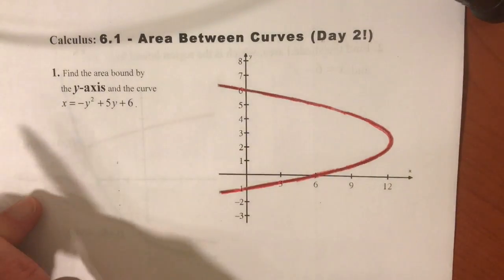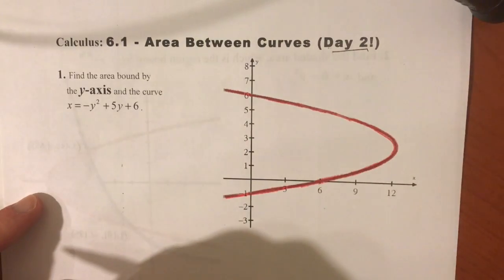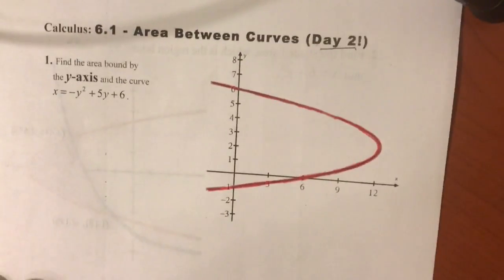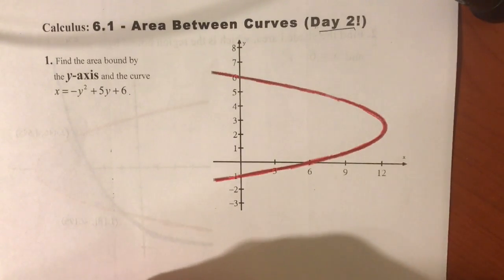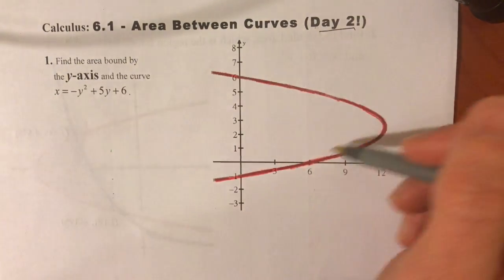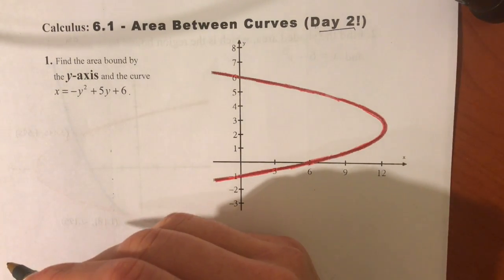So today we're going to talk about area between two curves again, but day 2, taking it up a notch. The first question says, find the area between the y-axis and this curve, which is a sideways parabola, x equals negative y squared plus 5y plus 6.